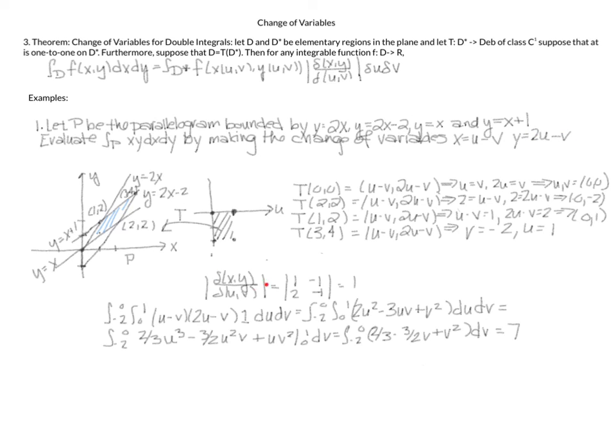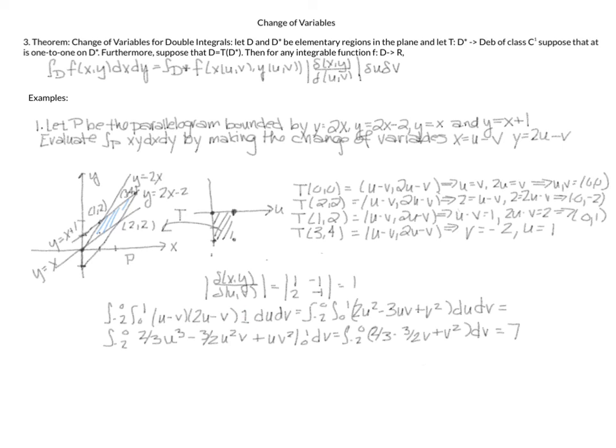Next, I calculate my Jacobian. So I take the derivative of x with respect to u and then v. So with respect to u, it's 1. With respect to v is negative 1. And then next with y, with respect to u, it's 2. With respect to v, it's negative 1. The determinant is equal to 1.